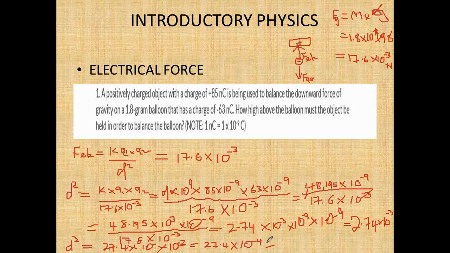Okay, so that's d squared. To get d, d is equal to the square root of this. The square root of 27.4 is 5.2, and the square root of 10 to the minus 4 is 10 to the minus 2.